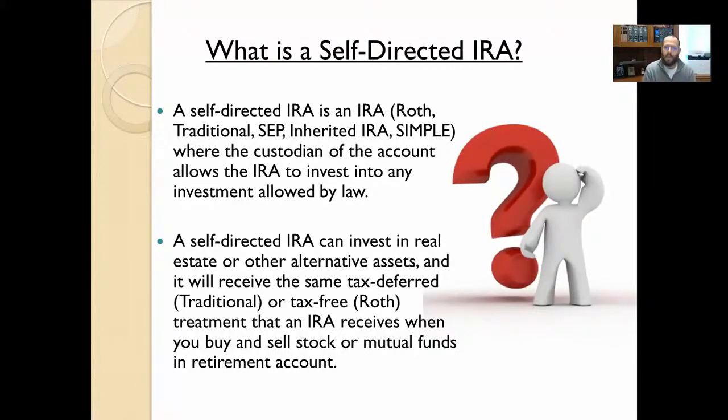And basically, what is a self-directed IRA? I'm just going to read the next two slides because I couldn't say it better myself: a self-directed IRA is an IRA. It could be a Roth, traditional, or SEP, and some people don't realize this, and we've set these up, it could even be an inherited IRA. So if your parents have a 401k as part of their inheritance and you rolled it over to an inherited IRA, you could even use that to self-direct. It could be part of a SEP or SIMPLE, where the custodian of the account allows the IRA to invest in any investment allowed by law.